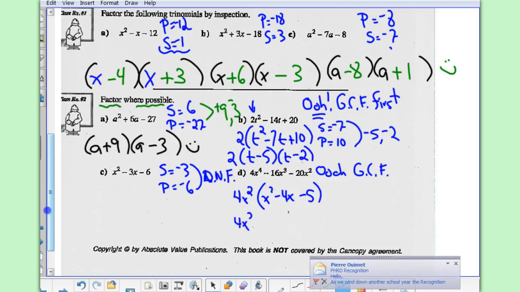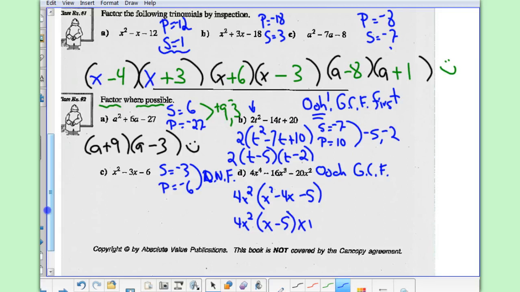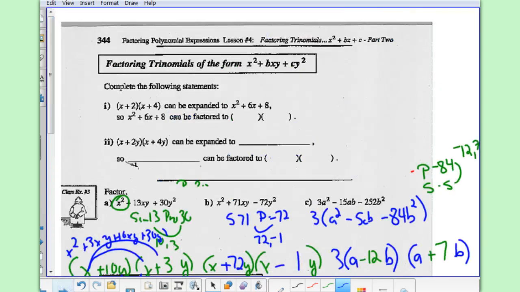We now take that farther and I look for my sum and product, my sum of minus 4 and product of minus 5 ends up being x minus 5 and x plus 1, because that had a sum of minus 4 and a product of minus 5. My numbers were minus 5 and 1. Okay? And you can always check to make sure that works.